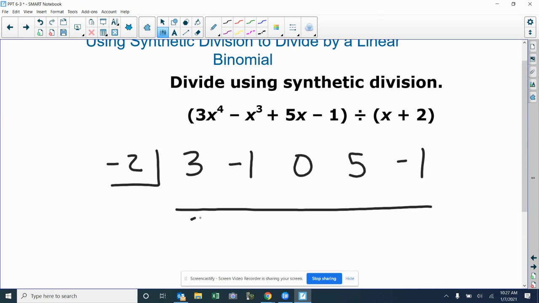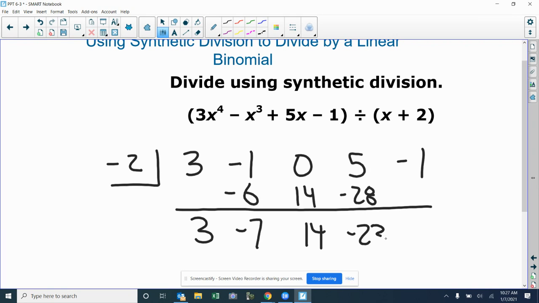Now, 3 comes down. 3 times -2 is -6. Add. Negative times negative is positive. Add. Multiply. 14 times -2 is negative 28. Add. Multiply. Positive 46. Add.